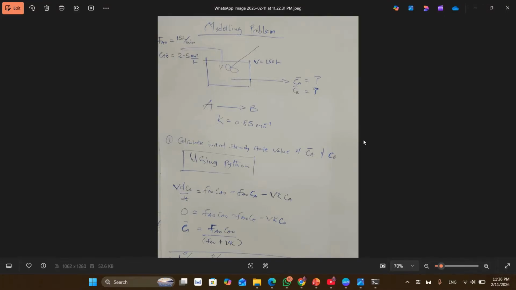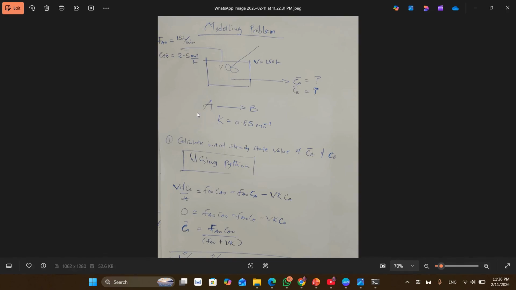Hello, I'm continuing on how to use Python to solve some simple mass and energy balances, but we are still on mass balance. In my previous videos, I've shown you how to use Python and solve a simple mass balance where there's no reaction. So today I want to go further and tackle a reaction. So we have a reactor where a reaction is taking place.